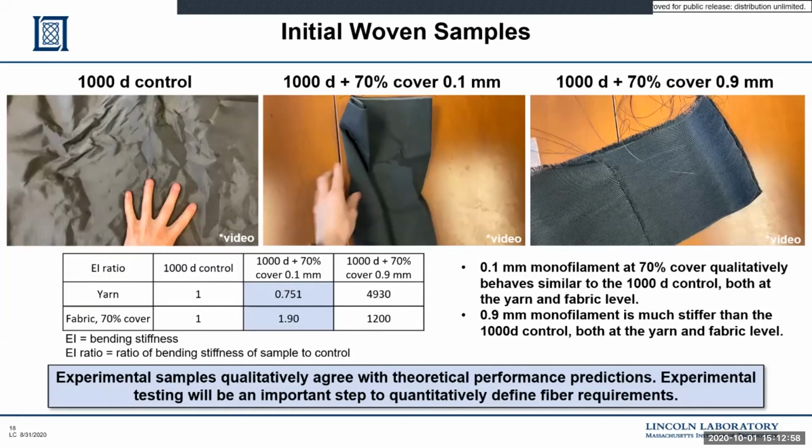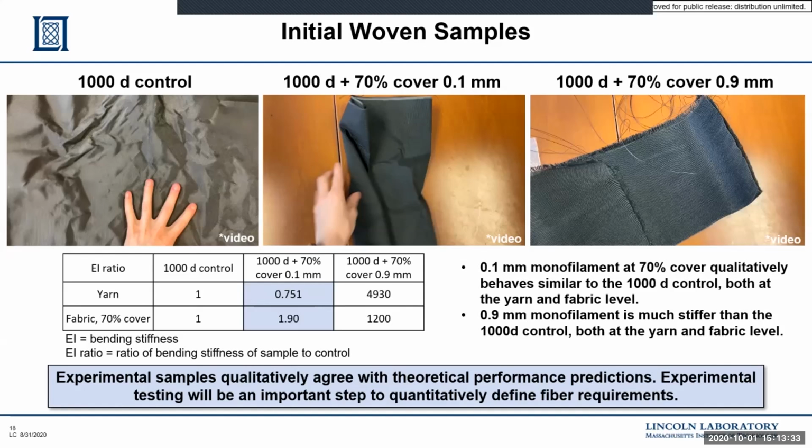So in the table in the lower left, we have the ratio of bending stiffness again, of the monofilament inserted samples compared to the control. And you can see at that 100 micron level, we're getting close to a value of 1. So similar to what we would expect, consistent with the qualitative observation. And then at the 900 micron insertion, we have a significantly stiffer fabric, also orders of magnitude stiffer in terms of the theoretical prediction there. So these are some initial observations that we've had just looking at the samples qualitatively.